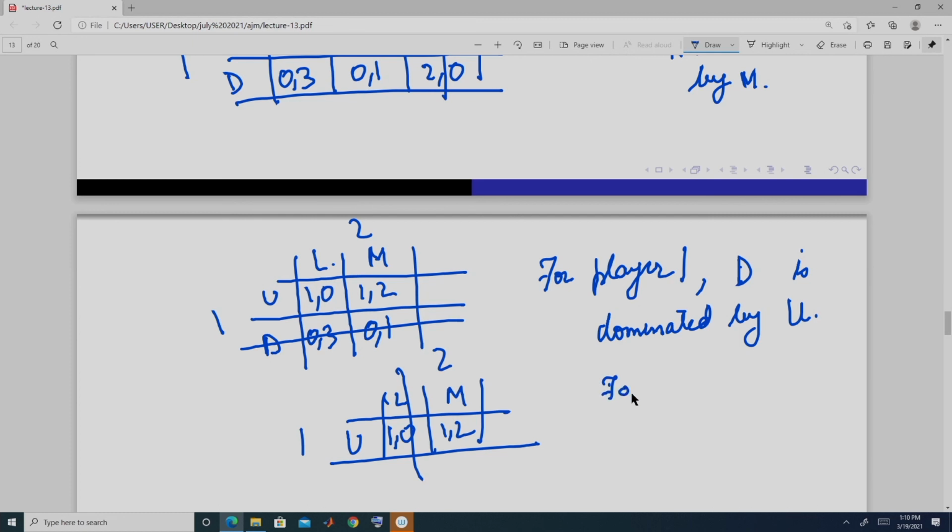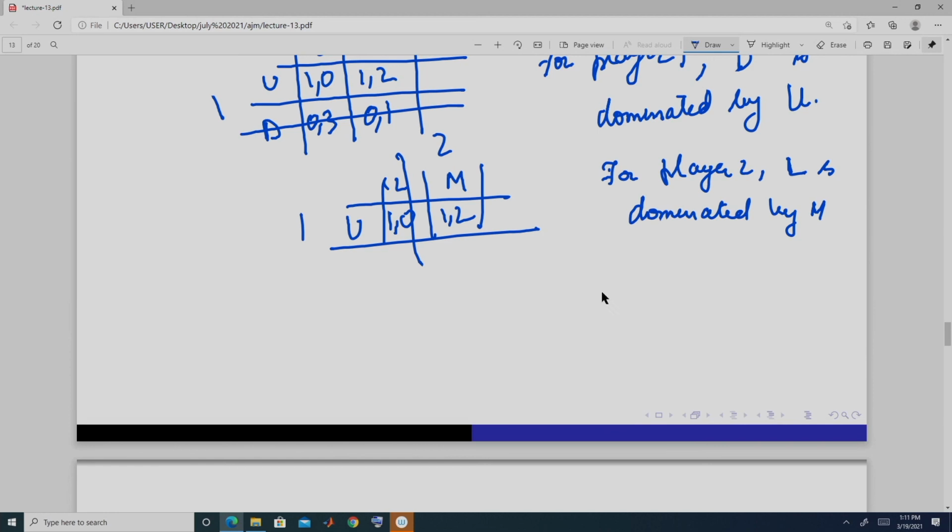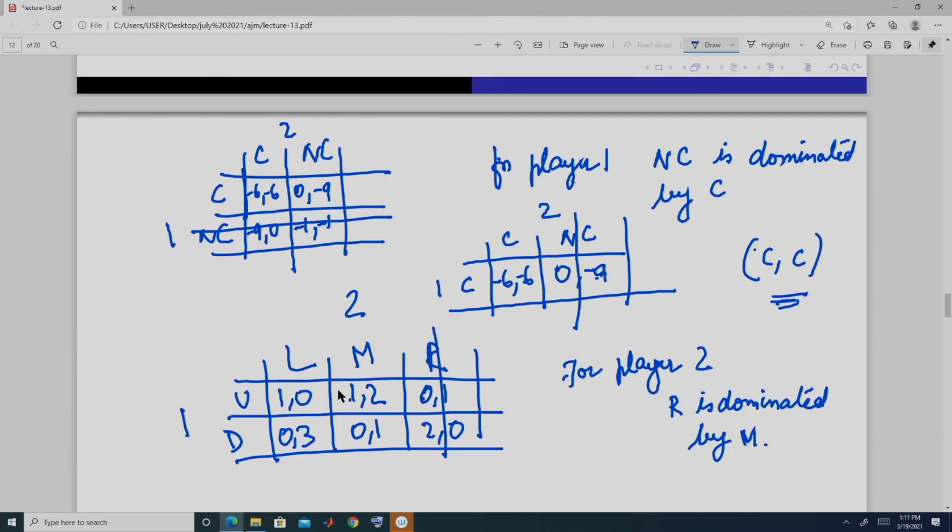For now, for player 2, L is dominated by M. So, the outcome in this game is U M. In this game it is going to be this outcome.